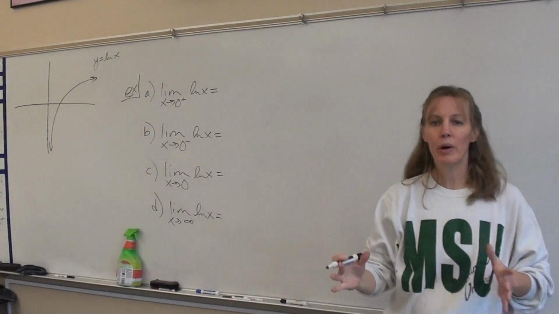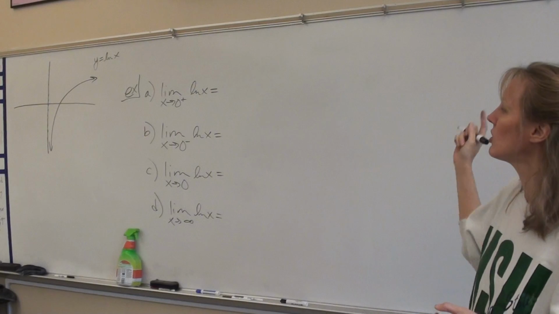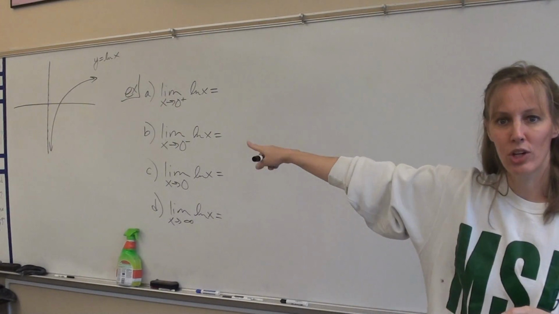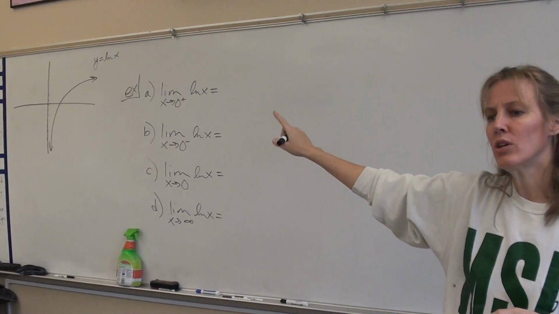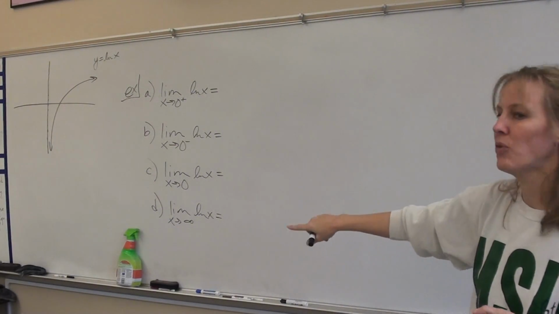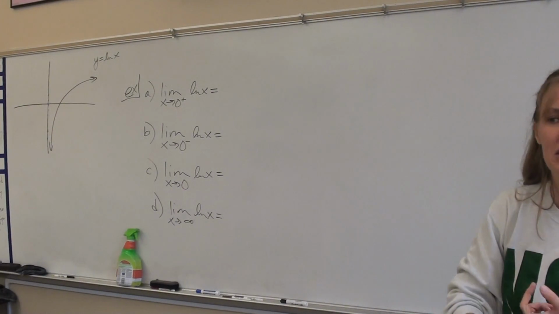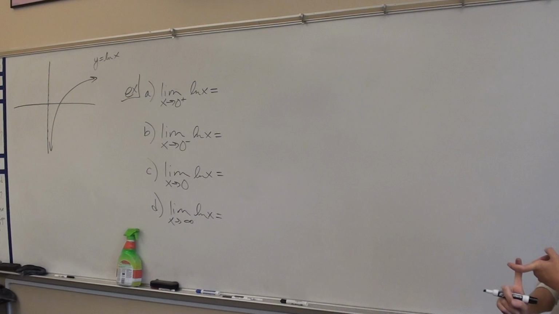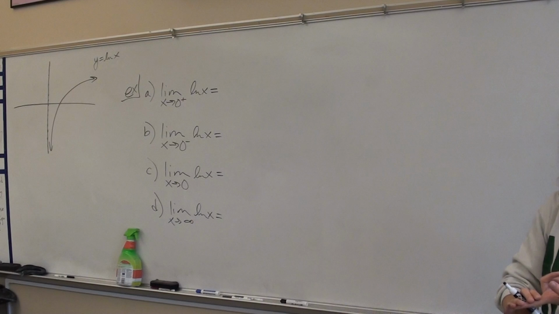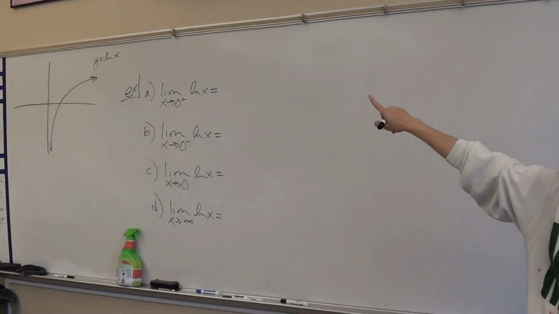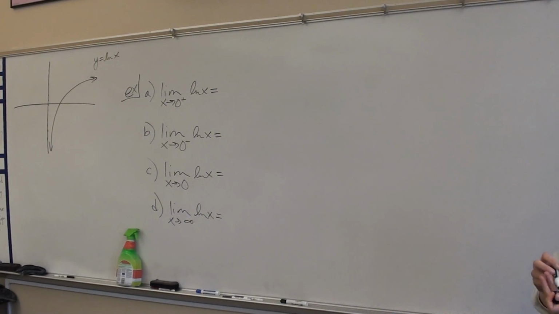Okay, guys, here's what I want you to do. In your groups, look at the graph and use the graph to find the values of these four limits. So we have the limit as x approaches 0 from the right, from the left, then just x approaching 0, and x approaching infinity. All for that graph. I want you to see if you can find these four limits. Shouldn't take you more than 30 seconds. Once you have it written down.